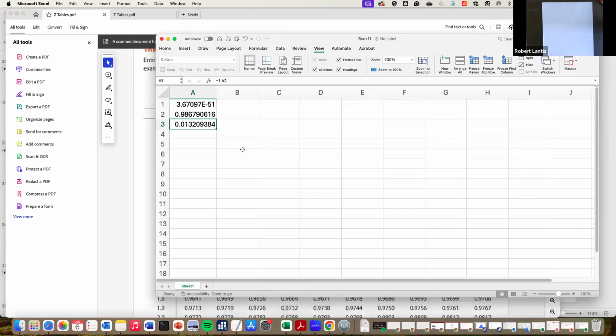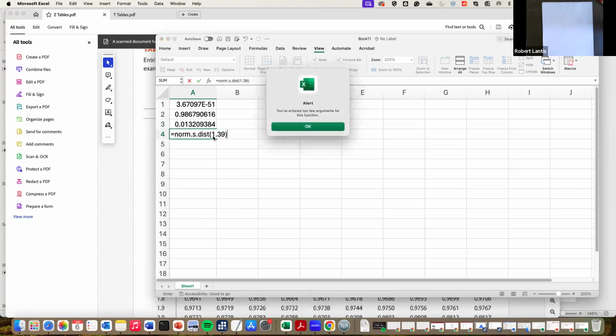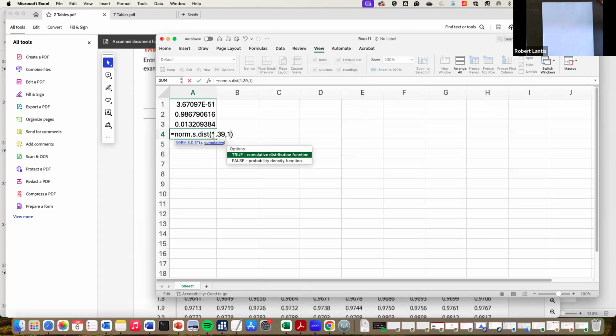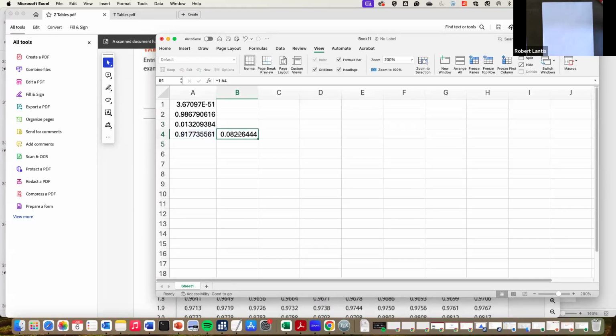And in fact, I can double check this in Excel with NORM.S.DIST. 1.39 was that z value. However, I need to make it cumulative, sorry, with a 1. So 0.9177. But I still want the area to the right, so I need to subtract it from 1. 0.0822, right? But that's just the area to the right of positive 1.39.